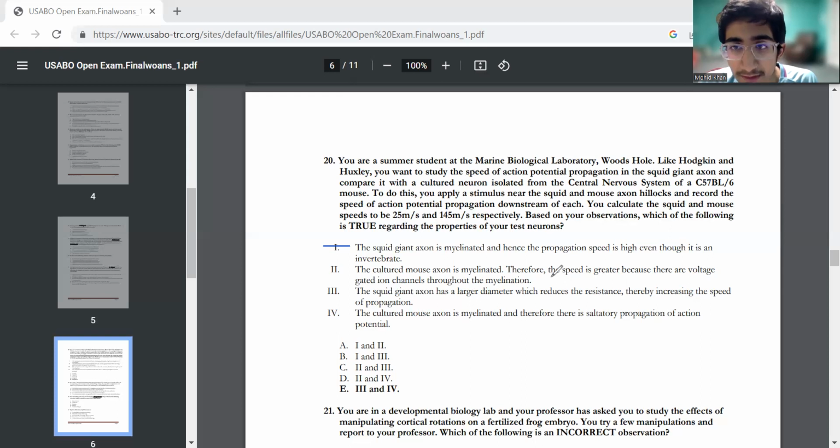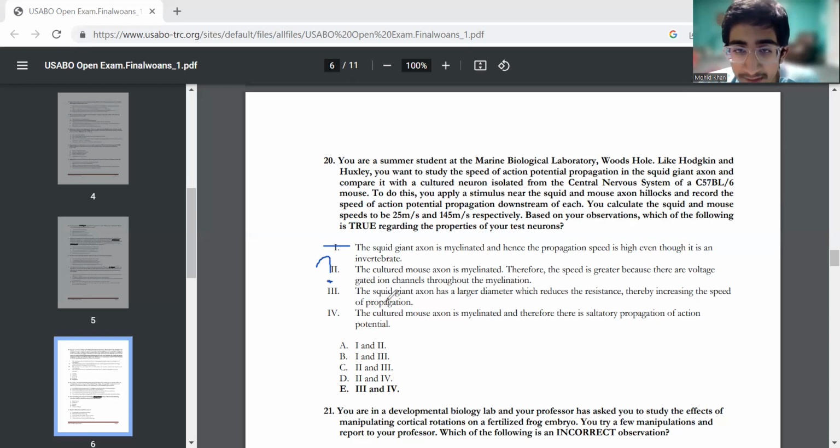Well, yes, there are gated ion channels, but that's not necessarily... I think they both have the voltage gated ion channels. Myelination is just like meaning that they have more of those voltage gated ion channels. So I think that's a little bit vague. I'm not 100% sure, but I'll just put a question mark next to it.